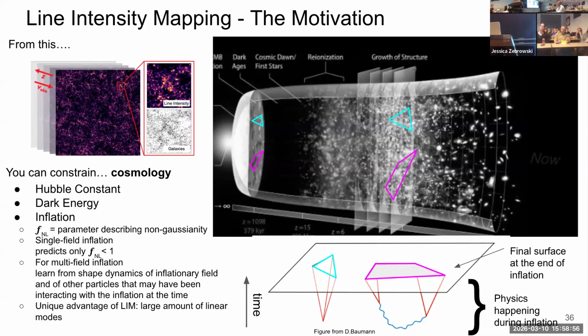Single field inflation predicts really only FNL less than 1. But if you have multiple field inflation, you can learn from the shape dynamics of the inflationary field and of any other particles that may have been interacting with the inflaton at the time. The really unique thing about line intensity mapping for measuring this non-Gaussianity is you get a large number of linear modes because of the huge volume of cosmic time that you are spanning.